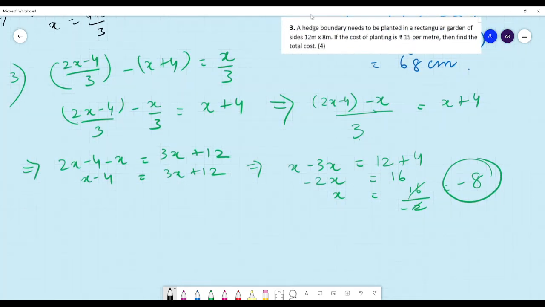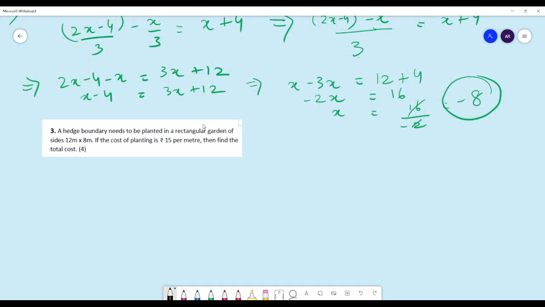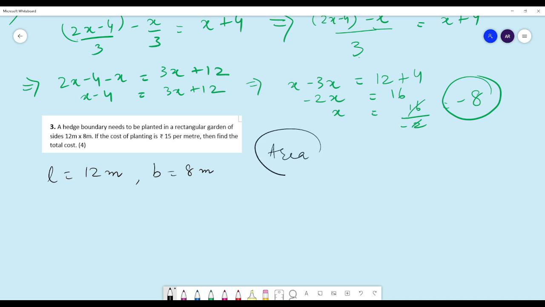Now let us come to the very last question, which was a very simple one, but a little bit tricky. Tricky in the sense that you had to know what is the formula that you're supposed to be using over it. Now, a hedge boundary needs to be planted in a rectangular garden of sides 12 meter by 8 meter. Here length is given as 12 meters, breadth is given as 8 meters. Now, what some of you did was you went into area. No, if this is a rectangular field, we are not planting the boundary here. This is what amounts for area.